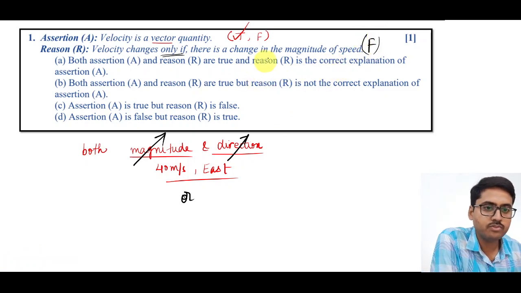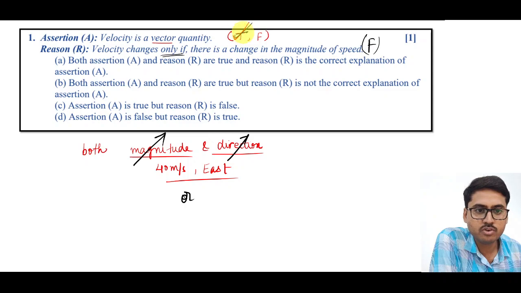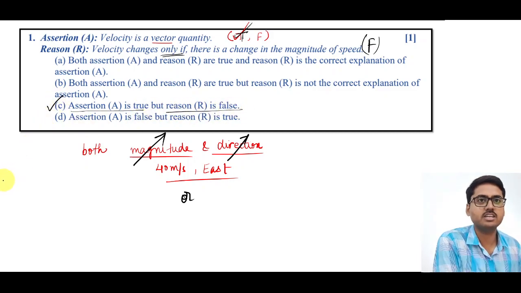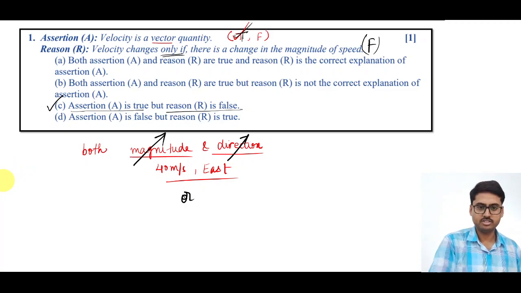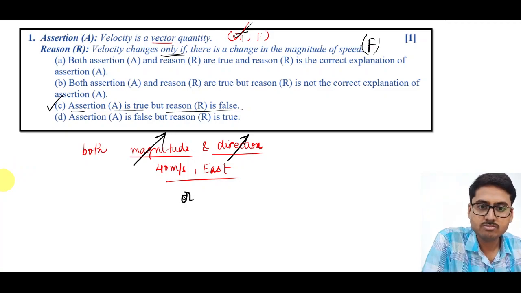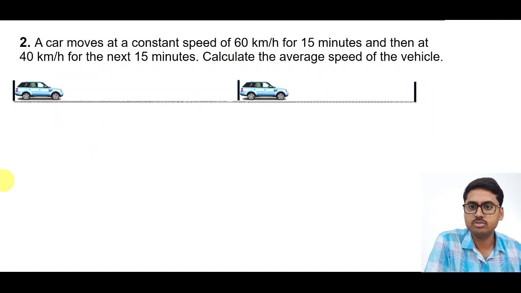Now here, if one statement is true and the other is false, this is a very easy option to choose. From here you can say assertion A is true and reason is false, so option C is the correct answer. I hope you have got it right. Now let's move to the next question, number 2.